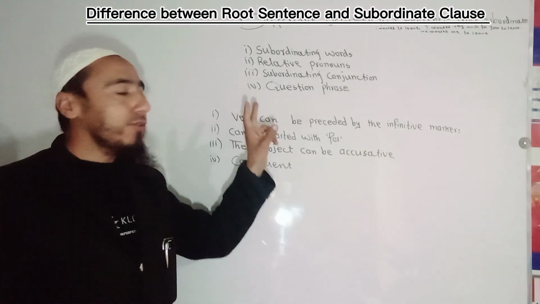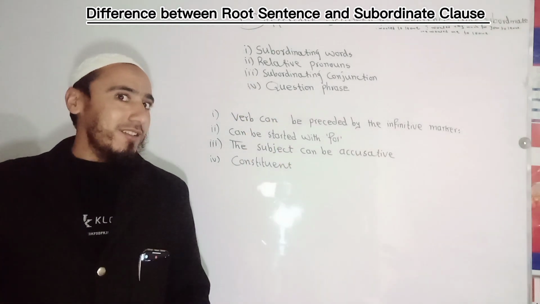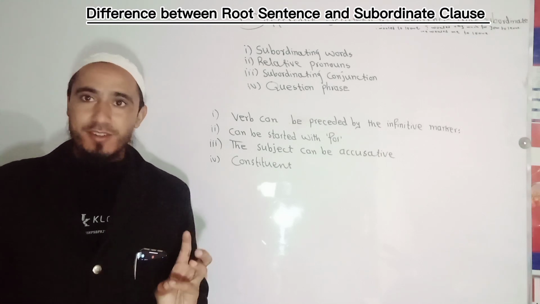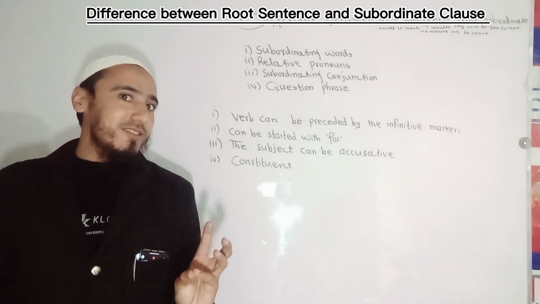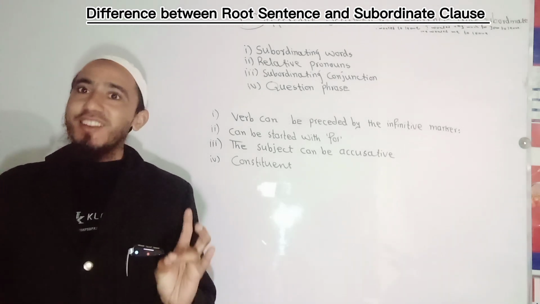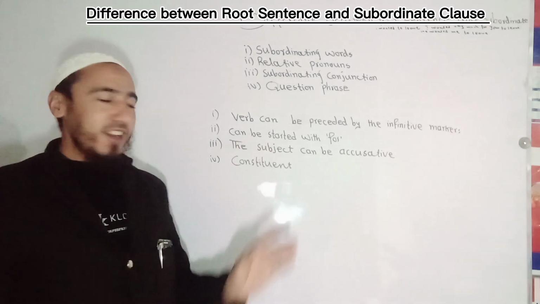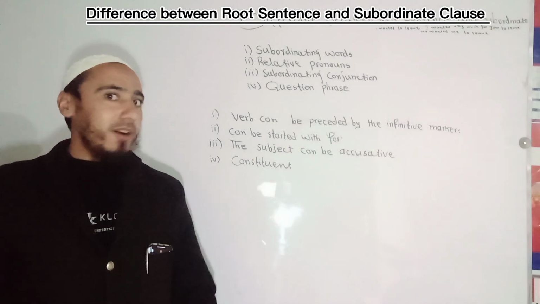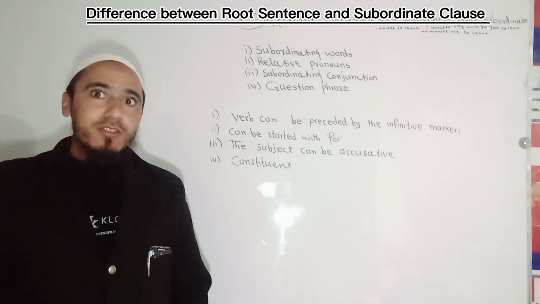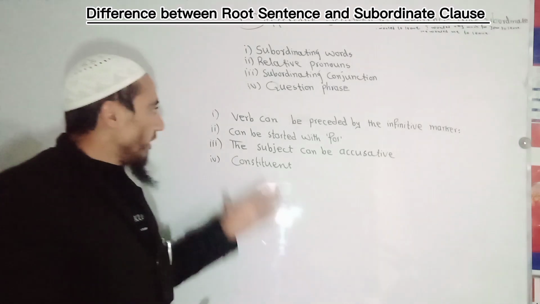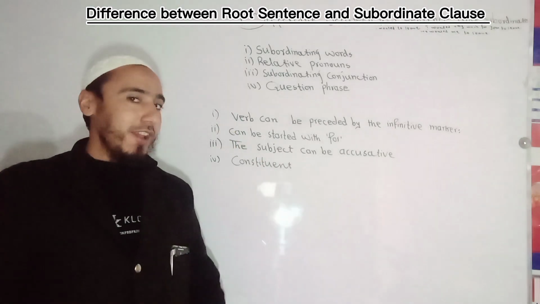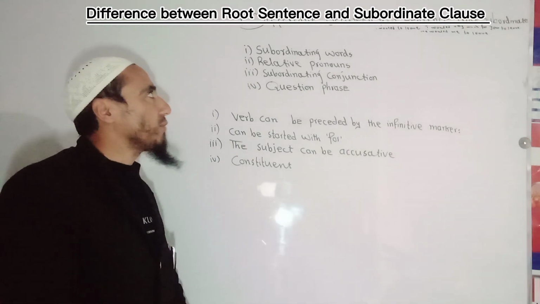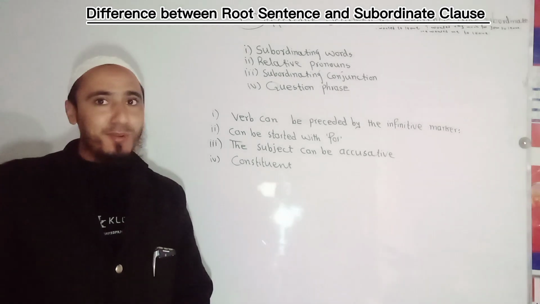You know, I told you that a subordinate clause is started with subordinating words. A subordinate clause starts with subordinating conjunctions, and it also starts with a question phrase. For more understanding, you can listen to the previous lecture. Listeners and audience, further I want to add more points about subordinate clause and then also the difference between root sentence and subordinate clause.